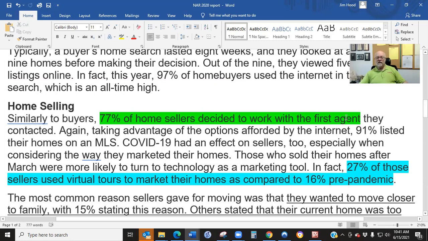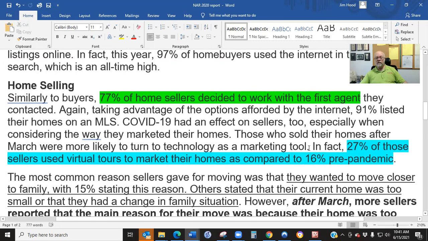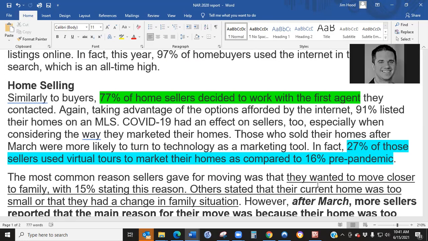And then the most common reason sellers gave for moving, and this is going to come into play again: they wanted to move closer to family, with 15% stating this reason. Others stated that their current home was too small. Is that new? No, that is not new. But is there anything that has changed over the past year that would contribute to making the home too small for the needs of the family?